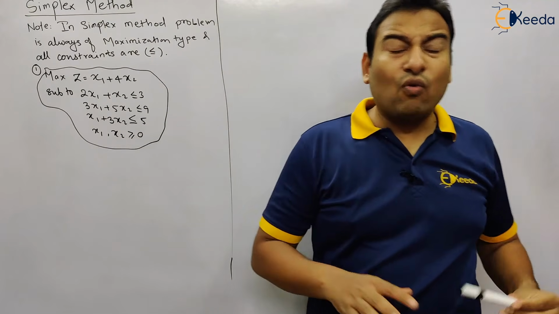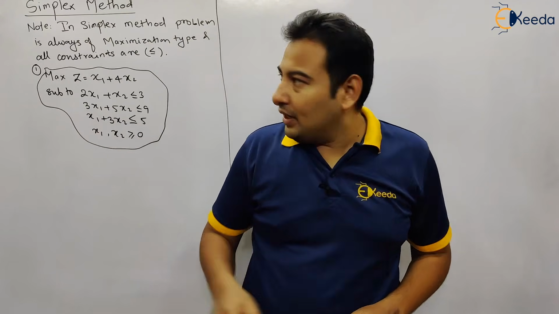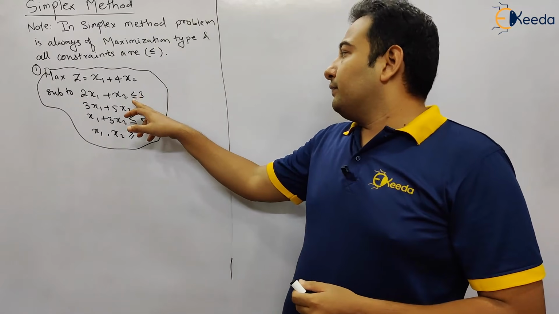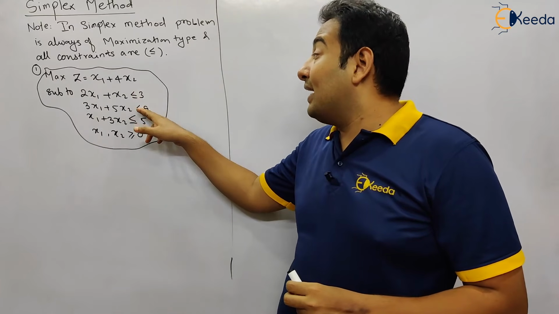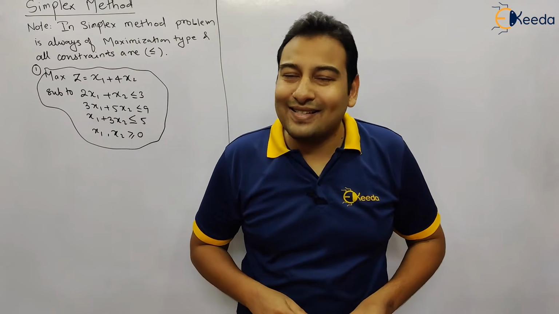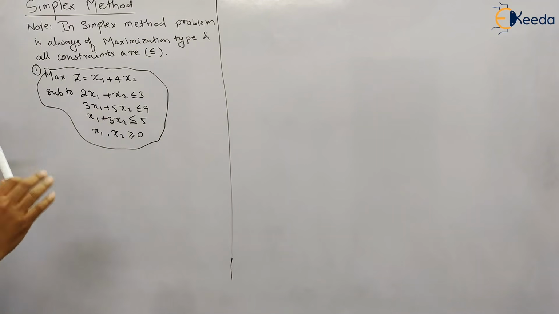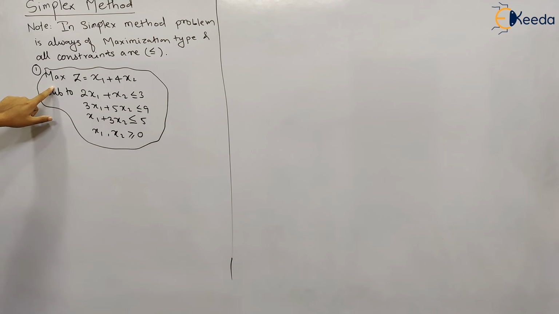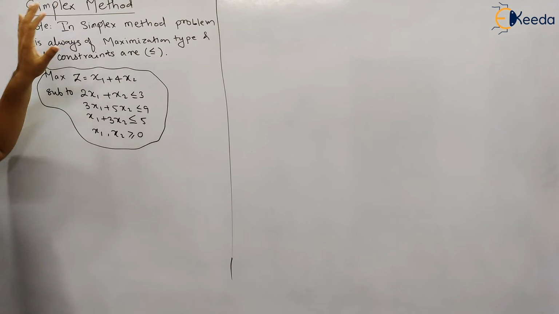Now what if the given problem is of minimization? Here it is maximize. What if the problem is of minimize, or any one of the constraints or all the constraints are of greater than equal to? So what will happen? That we'll discuss in the next videos. So for this video, as of now, conditions are properly satisfied, problem is of maximization type, and all the constraints are less than equal to. Problem is suitable for simplex method.